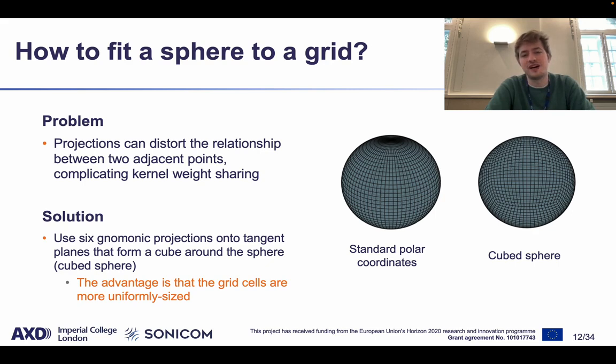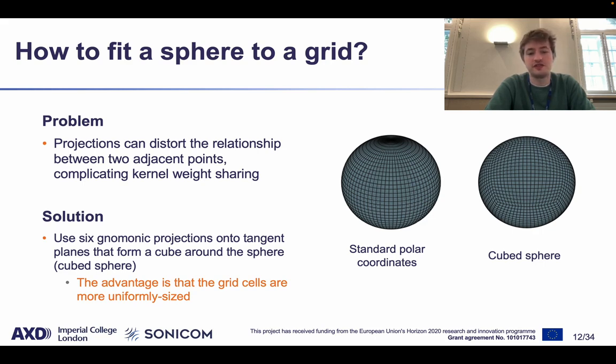So if you've ever looked at a map, a country like Russia looks very big relative to its actual size, and that's because of the projection that's used. But there are some projections that try to keep adjacent points closer together and keep hold of those relations in terms of the distance. And one of those is the cube sphere.